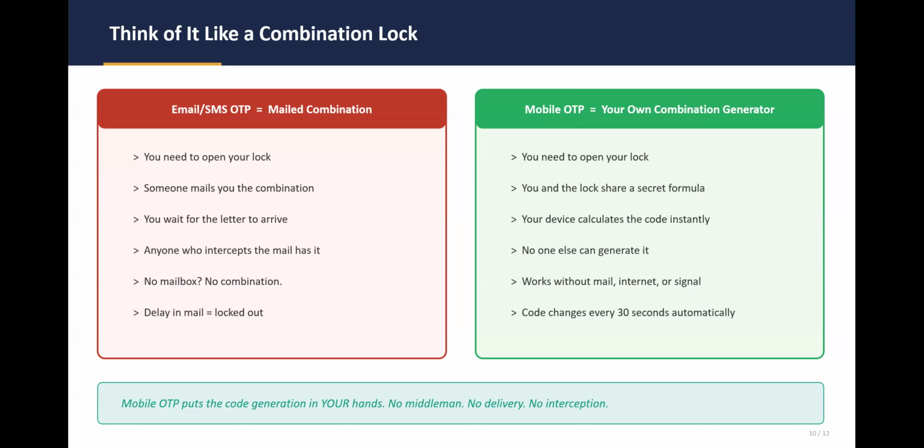If there is no email connection and no mailbox, there is no combination, and email and SMS OTP doesn't work. Mobile OTP is like having your own combination generator. You and the lock share a secret formula. Your device calculates the combination instantly, right in your hand. No email, no middleman, and no one else can generate it. And the combination changes every 30 seconds automatically. Mobile OTP puts the code generation in your hands. No delivery, no interception, and no delays.